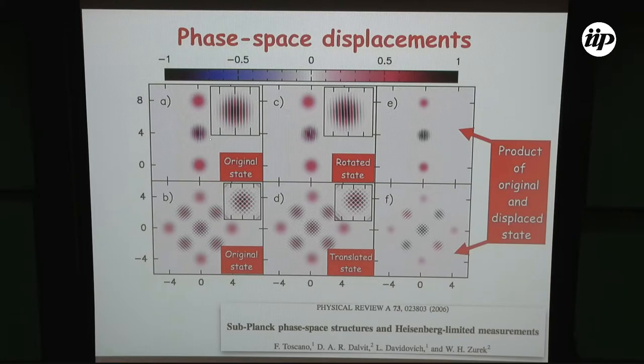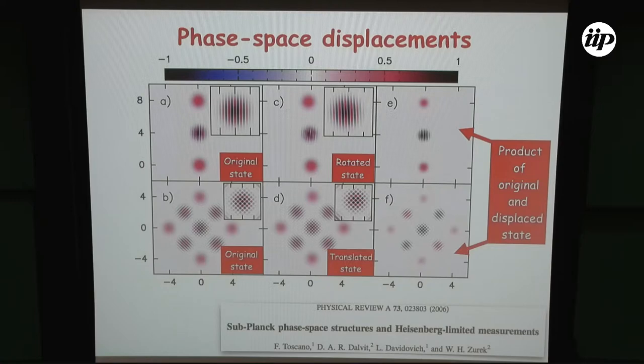Here, for small displacements, I'm going to look at this plot. So you have this cat here. This is the original. This is a state with a small displacement, just to make it orthogonal to the other one. This is the product of the two states. You see these regions, blue and red. If we integrate this, we find the scalar product of the two states in phase space, the two Wigner functions, and it's equal to 0. So the positive regions cancel the negative contributions and you get 0. So a small displacement of the order of the size of the checkerboard pattern produces another state which is orthogonal to the previous one. So that's the idea.